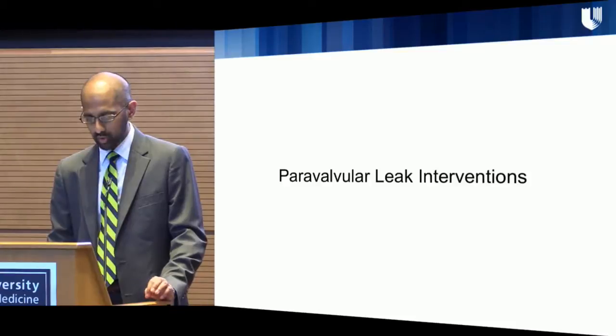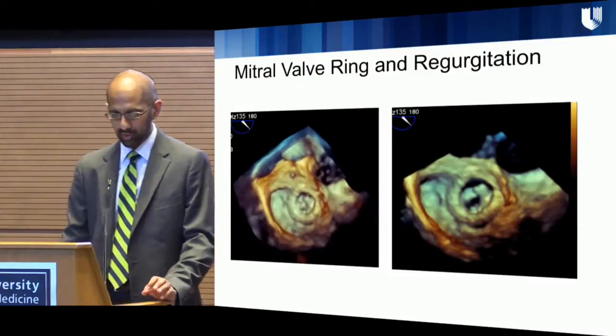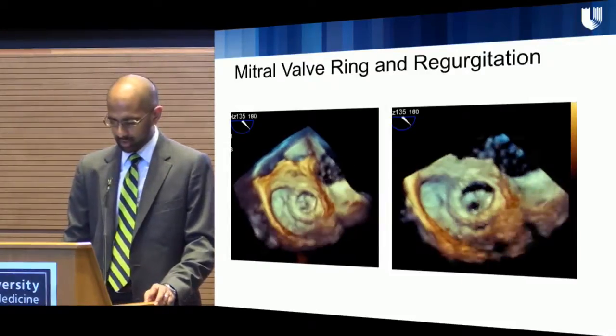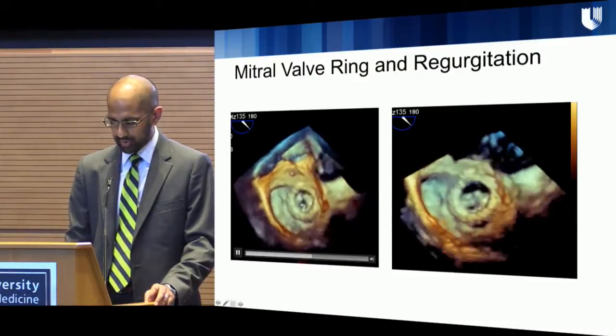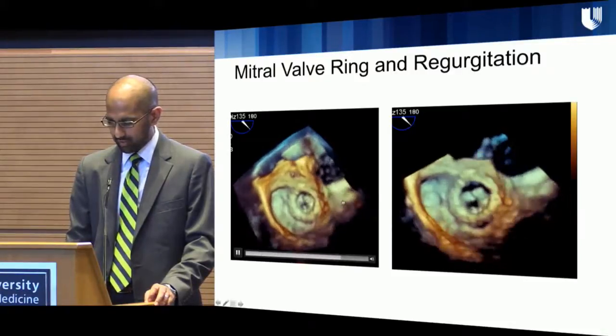Okay. 3D TEE is actually really valuable in paravalvular leak. I'm just going to show you a quick example here. We're not going to go through a whole case in terms of plugging the leak. But what you're looking at here is obviously a mitral valve. There's a ring in place, and there's some leaflets underneath.